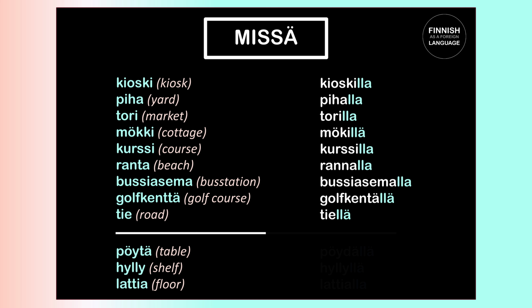So as you see, all these places mentioned now are located outside, so that's why we have to use the adhesive case here. And let's not forget, we also use the adhesive case when we want to say that something is on something. For example, on the table is pöydällä. Its basic form is pöytä and it changes to pöydällä, which means on the table.